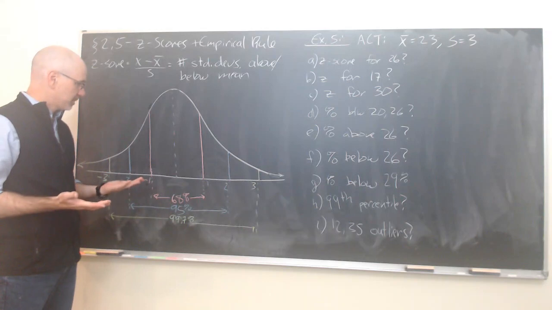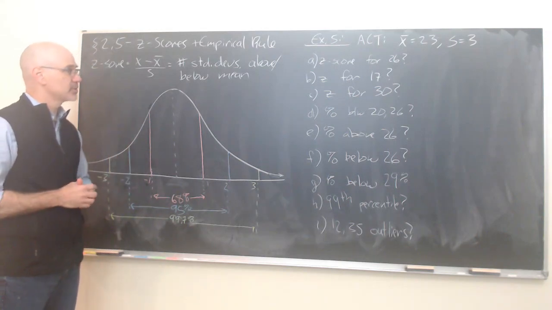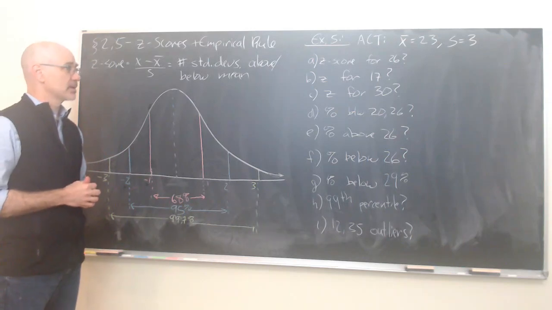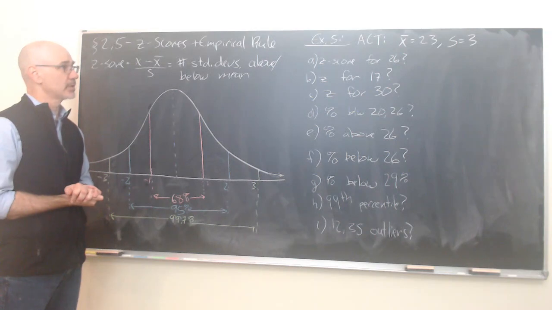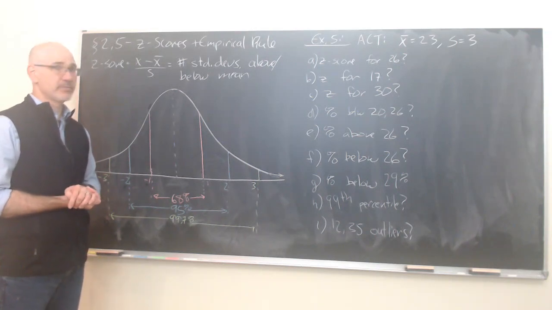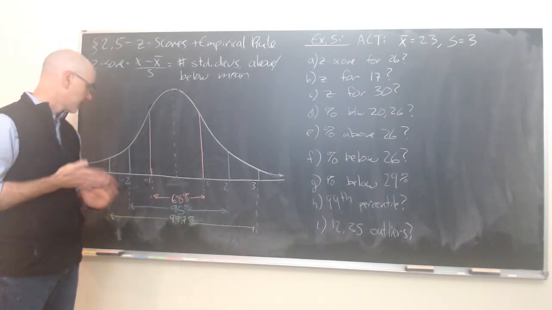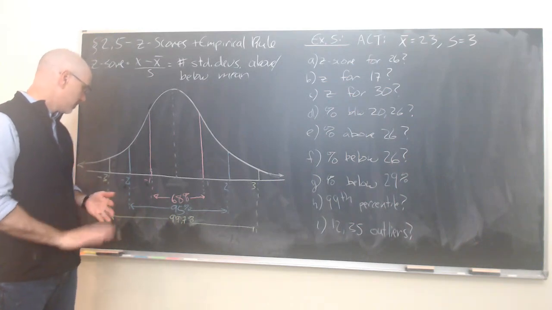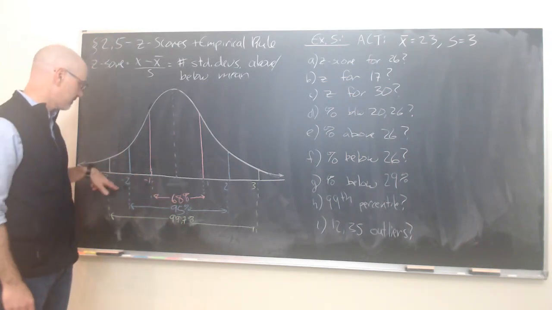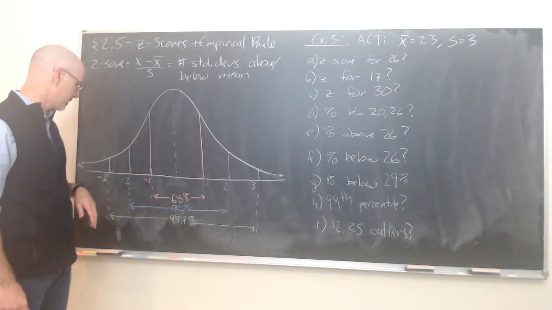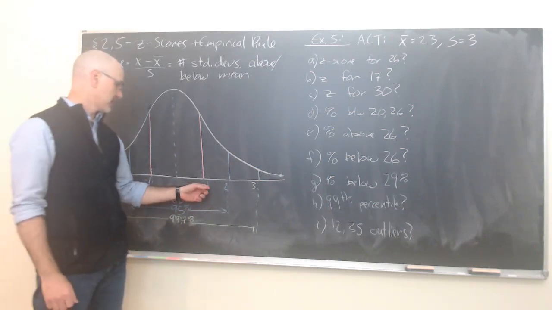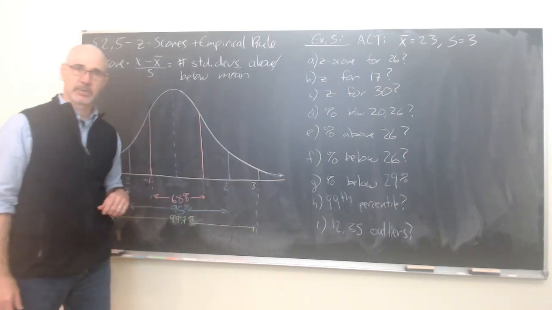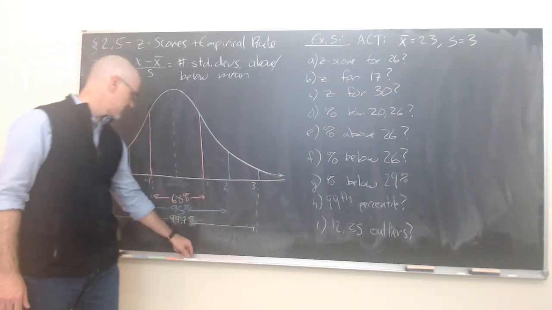All right, now how do we apply this to a real situation? The example given in the notes is about ACT scores, where the mean ACT score is given as 23 and the standard deviation is given as 3. So I think it would be useful to mark values along this curve that correspond to z-scores of 1, 2, 3, -1, -2, and -3. So I'm going to do that now.